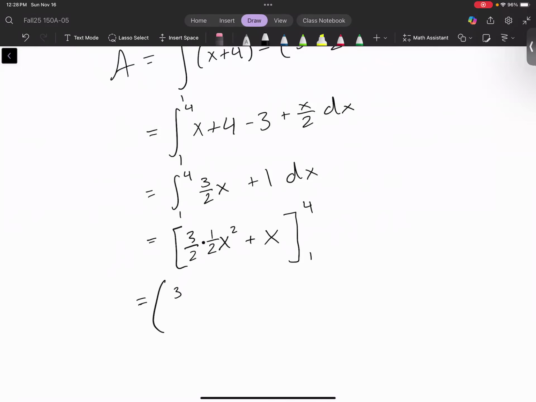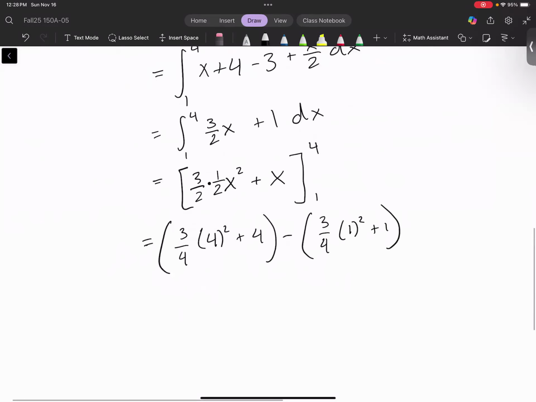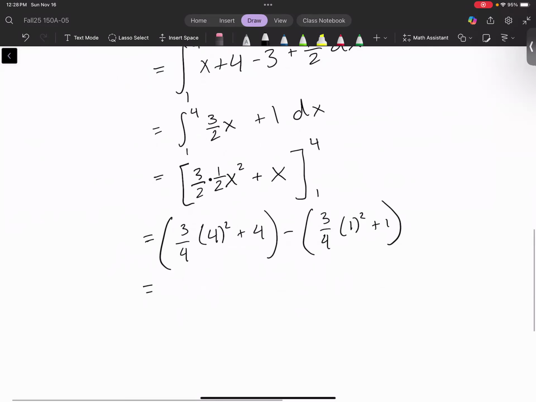So I have 3 quarters, right? The 2's combined to be a 4 there. And then 4 squared plus 4 minus 3 quarters, 1 squared plus 1. All right. So then what is this? So this is 12 plus 4. Distribute the minus sign here as well. So minus 3 quarters minus 1.